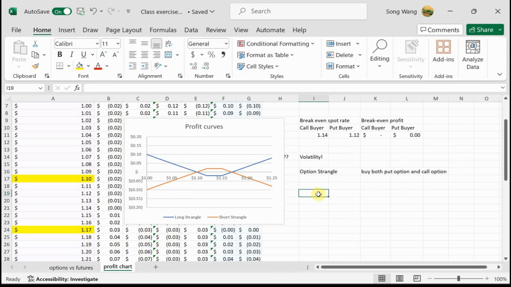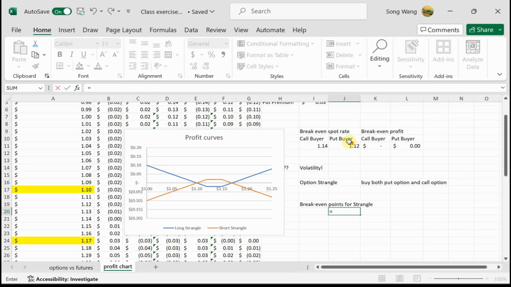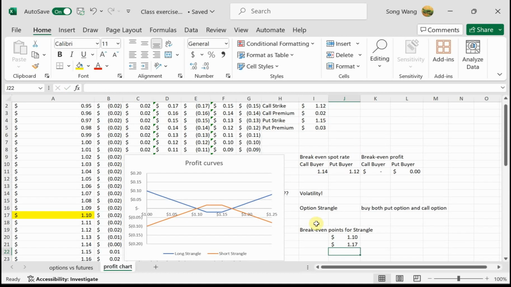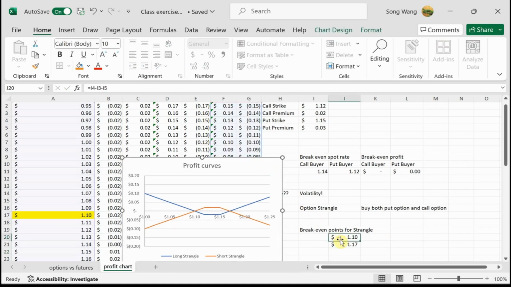But I'd rather you get the mathematical formula for the break-even points for strangle. Okay, long and short have the same break-even. It's the higher strike price minus the 2 premiums, 1.10, or the lower strike price plus the 2 premiums. Okay, so that's the 2 break-even points for a strangle.